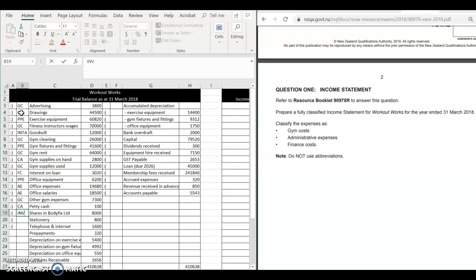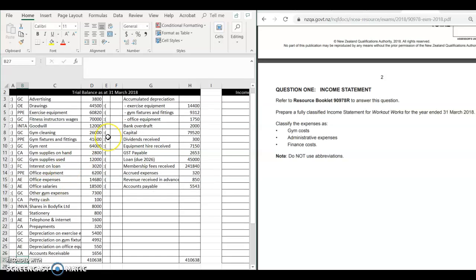Shares is an investment asset. We've got money sitting aside somewhere. Ooh, don't know why that's wrong. We'll fix it up later. Stationery is admin expense. Telephone admin. Prepayments, current asset. Depreciation on exercise equipment, depreciation on gym fixtures, and office becomes A, lastly accounts receivable CA.